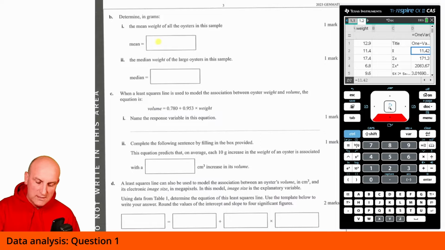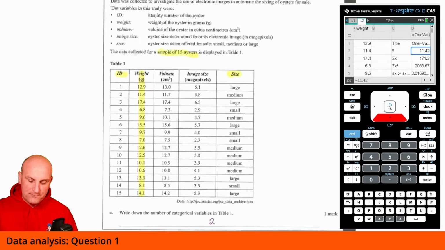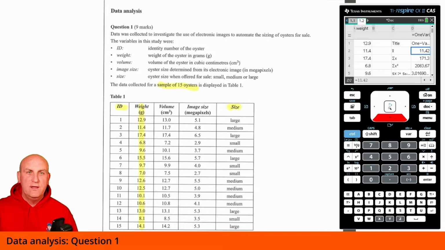So let's actually not do it in highlighter. 11.42. Cool. The median weight of the large oysters in the sample. Okay, so now we're going to go back to this again, because he doesn't just want the median. And I think what VCAA think is going to happen is people are going to scroll down on here and just read off the median. But that's not what it wanted. It wants the median of the large oysters.